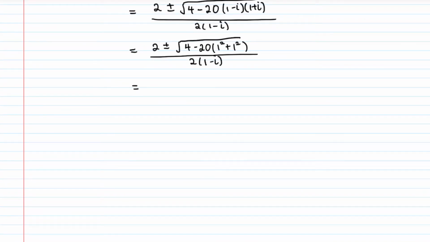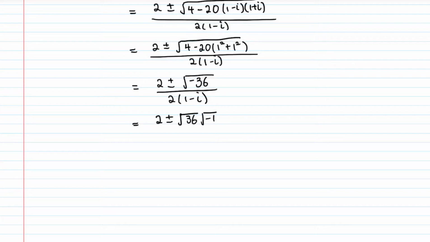So you will just get a very nice 2 plus minus the square root of 4 minus 20, which is just the square root of negative 36 over 2(1 minus i). So this is what you will be getting. And now what we can do is split this up, because you can't square root a negative number, right? Since we're using complex numbers here, you can split this up into the square root of 36 and the square root of negative 1 over 2 times (1 minus i).